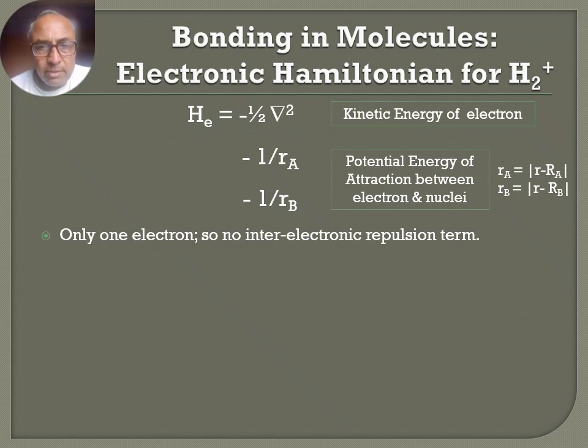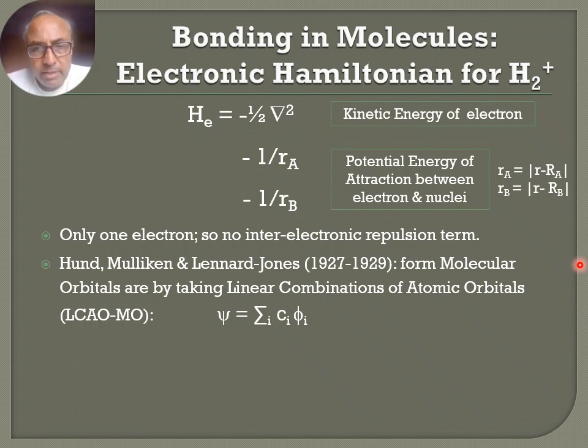Let us now consider bonding in molecules and treat the case of the simplest molecule, that is H2 plus, consisting of 2 hydrogen nuclei and a single electron. Since there is only one electron, there is no interelectronic repulsion term, and the Hamiltonian consists of the kinetic energy of the single electron and potential terms for the attraction of that electron to the two nuclei.